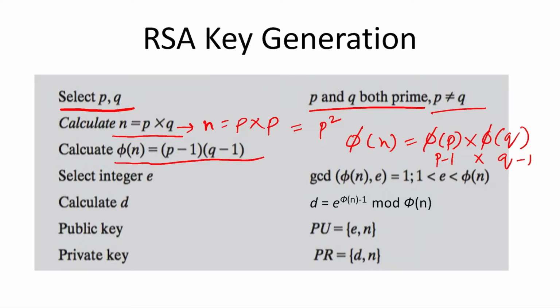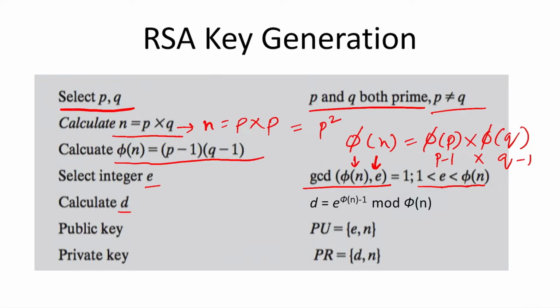Next, we calculate the two exponents. We have a public exponent e and we have a private exponent d. E is part of the public key and d is part of the private key. Now, the public exponent e can be any integer that is greater than 1 and less than the phi of n or the Euler's Totient of n. And it should be relatively prime to phi of n, which means that the greatest common divisor between phi of n and the chosen exponent should be 1.